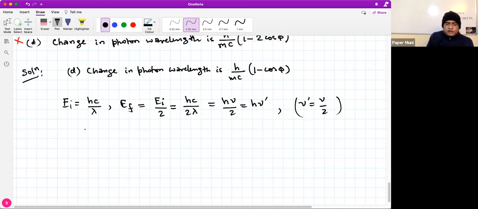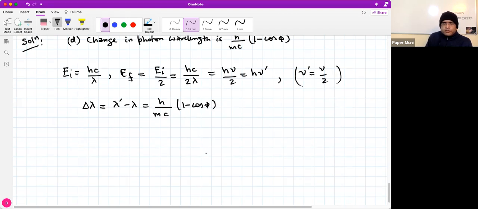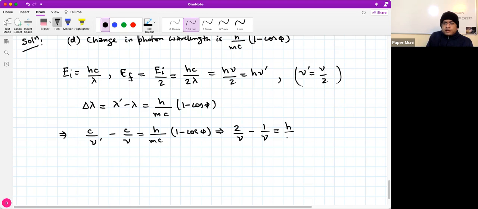Nu dash is the frequency of the scattered photon. We already know that delta lambda, lambda dash minus lambda, is equal to h by the mass of the electron, which is given to be m, times 1 minus cos phi, where phi is the scattering angle. Don't get confused with the theory part we discussed about the angle. We can write lambda dash as c by nu dash and lambda as c by nu, which gives h by mc times 1 minus cos phi. Now putting in the values of nu, with nu dash equal to nu by 2 according to the question, and taking the c's to this side, this converts to h by mc square, so we have this result.